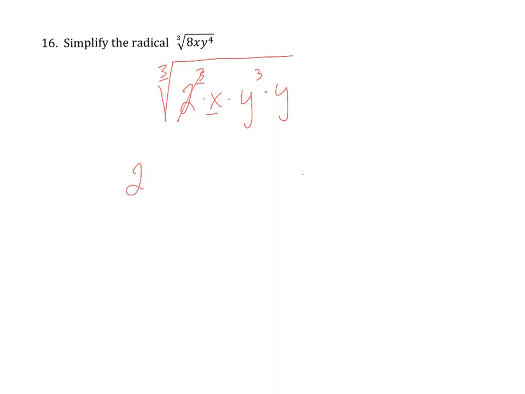The cube root of y cubed is y. That comes out. Takes care of that. This stays in. So 2y times the cube root of xy.